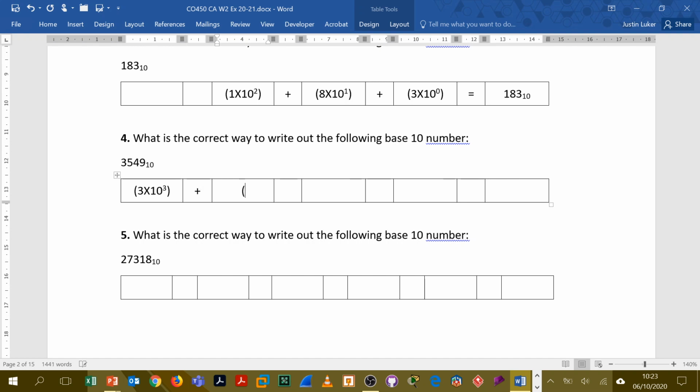Plus 5 times 10 to the 2, plus 4 times 10 to the 1, plus 9 times 10 to the 0, which equals 3,549 base 10.